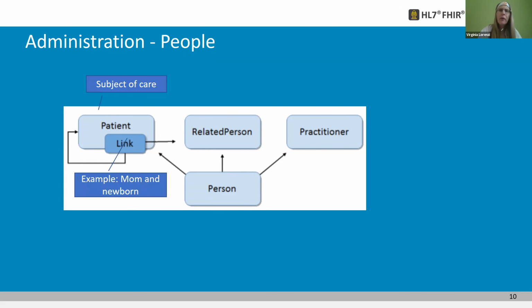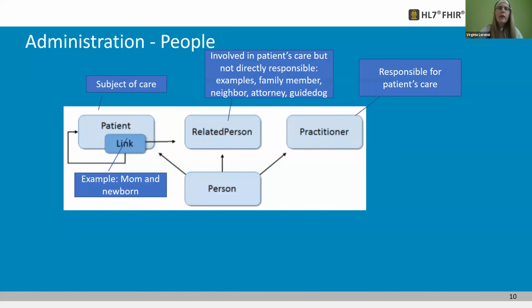And then we also care about people that are related to the care of a patient, such as related person and practitioner. Related person is someone who's involved in the patient care, but they're not directly responsible. Examples include a family member, neighbor, maybe the neighbor brought the person to the hospital, attorney, guide dog. Now the practitioner is the clinician.